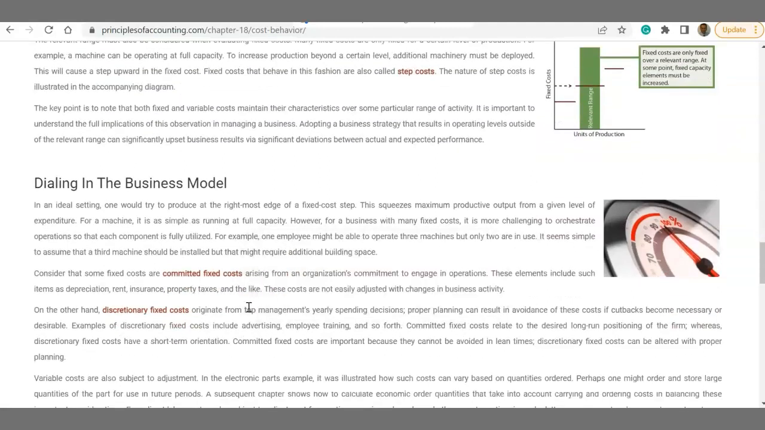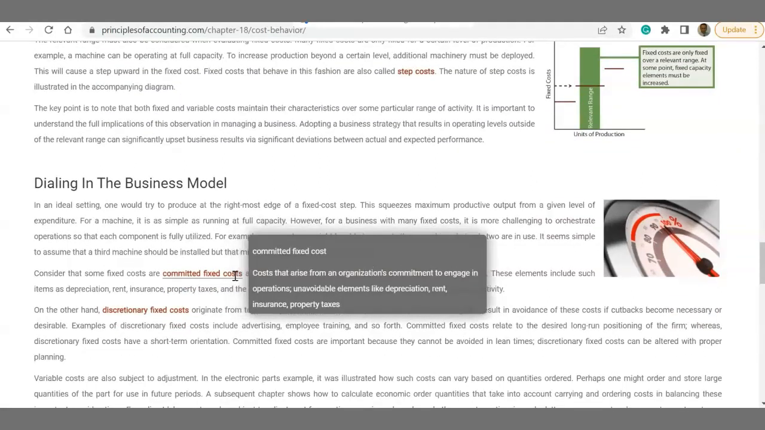Let's go. Here it says about committed fixed costs. Those are costs that arise from an organization's commitment to engage in operation. Unavoidable elements like depreciation, those are committed. Depreciation is going to happen no matter what. Rent happens. Insurance is always there. Property tax, you have to pay. So those are committed fixed costs that you cannot change. We cannot get rid of them.